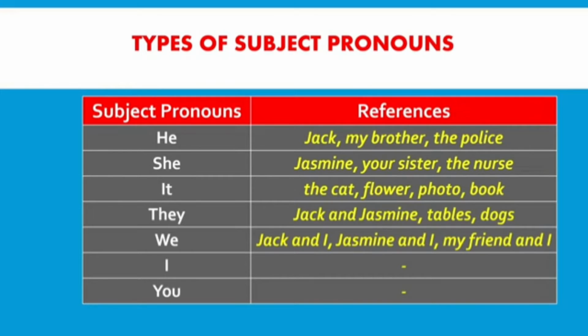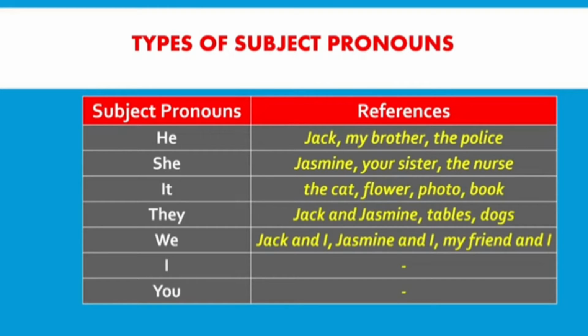Next, the subject pronoun it. It also refers to one thing, but definitely it is not a person. Okay? Most of the time, a lot of teachers guided their students that using it is for non-living things. Sorry, it's not. It's not for non-living things. It is used for non-human thing. For example, you can use it on animals. Animals is a living thing. So, examples of references for it could be the cat, flower, photo, book.